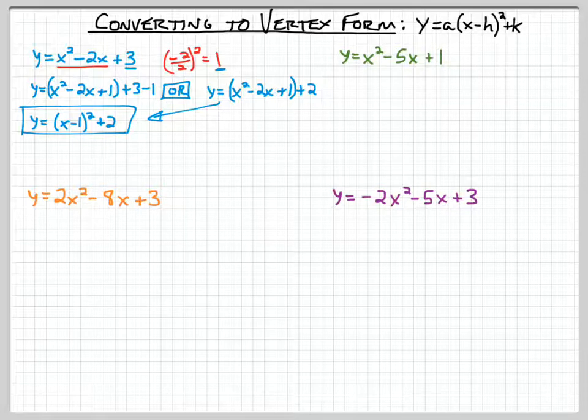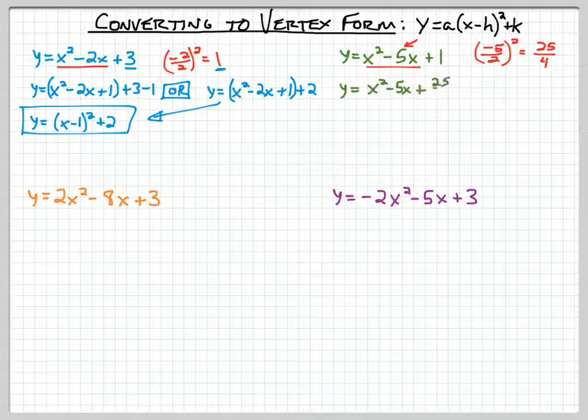Okay, so for the green equation, we're again going to look at these first two terms, and we're going to split this -5 into two pieces and then square it. So divide it by 2 and square it. We've got -5 over 2 squared, which is going to be 25 over 4. So that's what we need to add and subtract to this equation at the same time. We add 25 over 4 and subtract 25 over 4. The rest just comes down with it. Throw our parentheses in here and start simplifying.